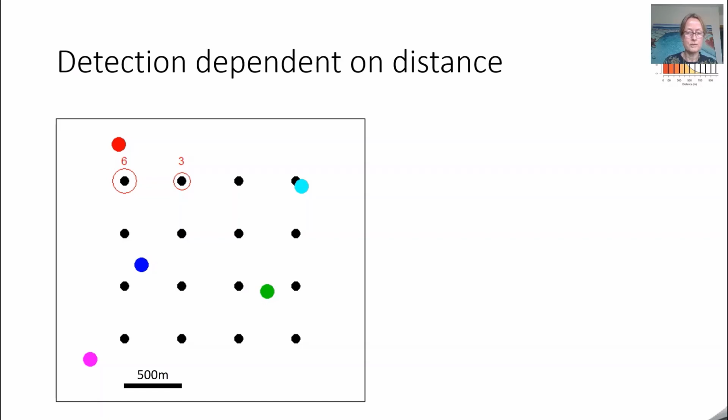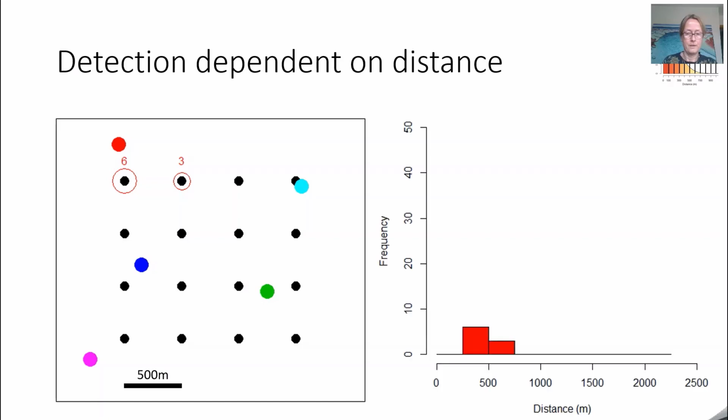So we go ahead and measure the distance from the detectors to the animal for each call detection. We can use these measured distances to start building the histogram, which will show us the distribution of all distances we observe. So the 6 calls detected at detector 1 fall into the second distance bin of the histogram, and the 3 calls detected at detector 2 fall into the third distance bin.